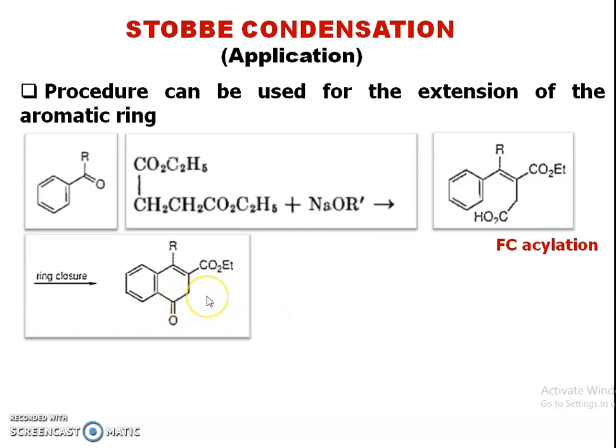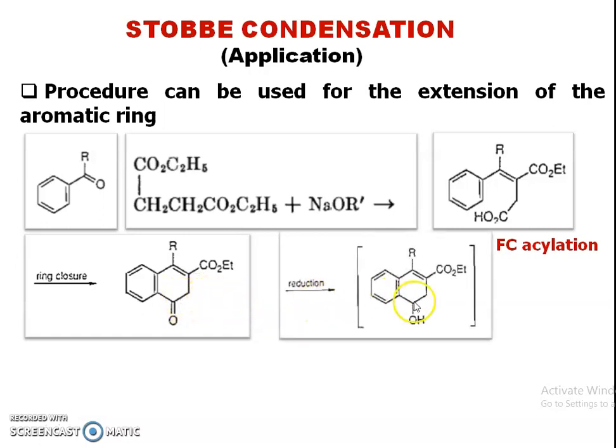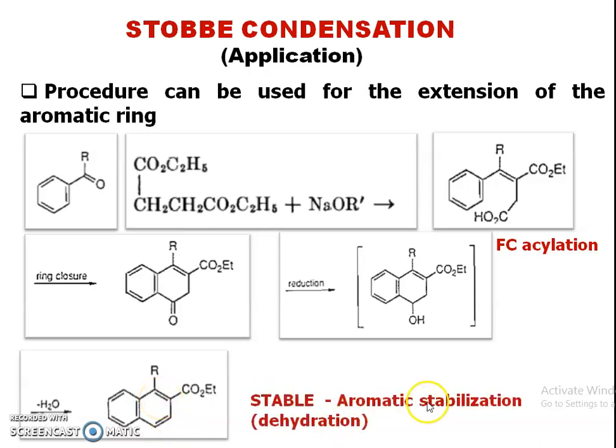And here on reduction, this carbonyl can be reduced to a hydroxy compound. Once this hydroxy compound is formed, it can easily be dehydrated. Why can it easily be dehydrated? Because after dehydration, it forms an aromatic compound, so aromatic stabilization can occur. So this is the application, and ring extension can be done by using Stobbe condensation.